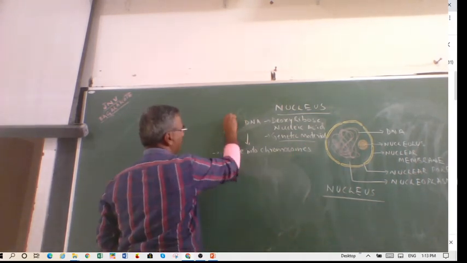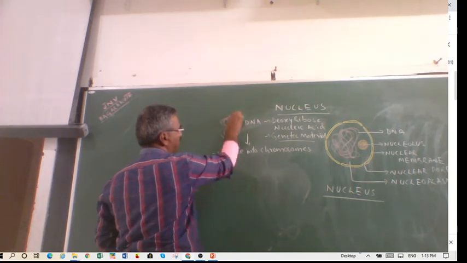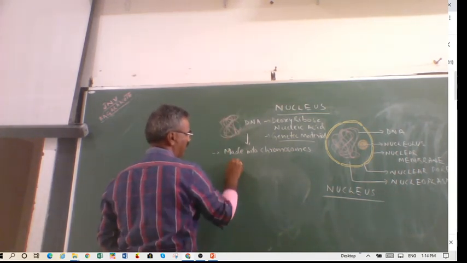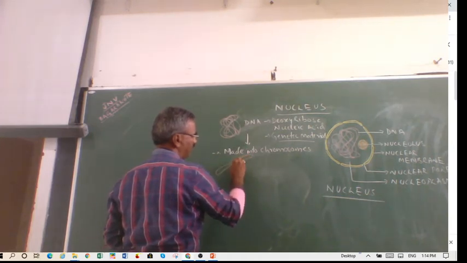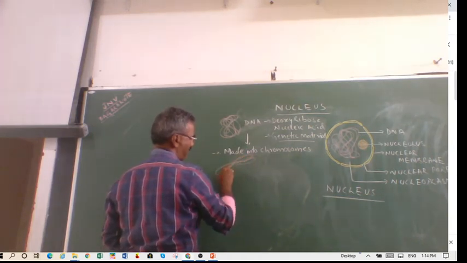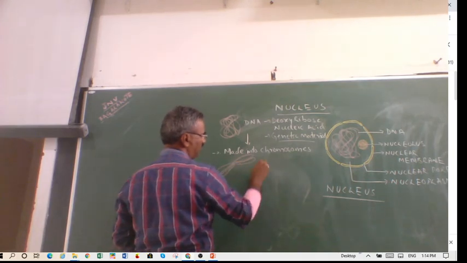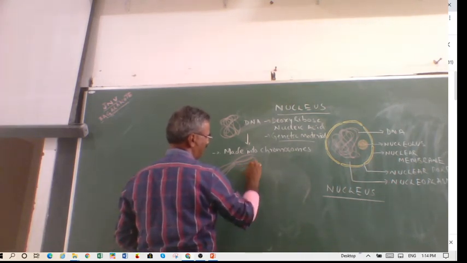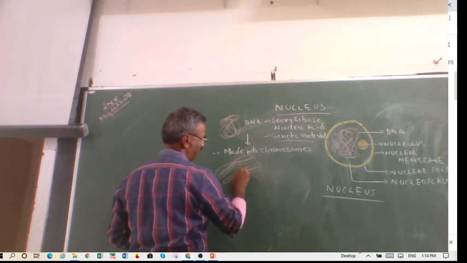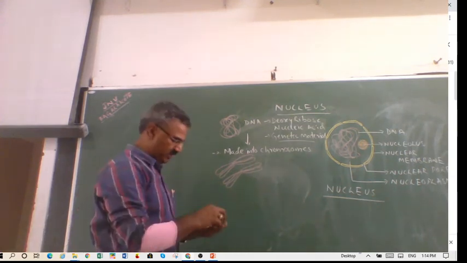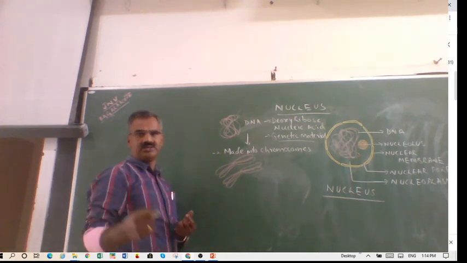If you take this as the DNA, like this DNA is present here, then we have the chromosomes like this. This is one chromosome. Then we can have the same type of chromosome present here. This is called a chromosome.